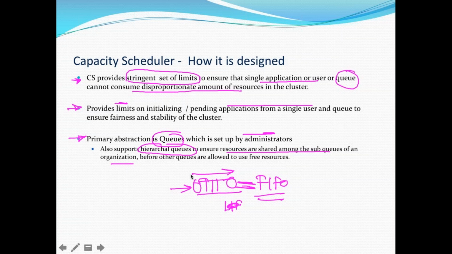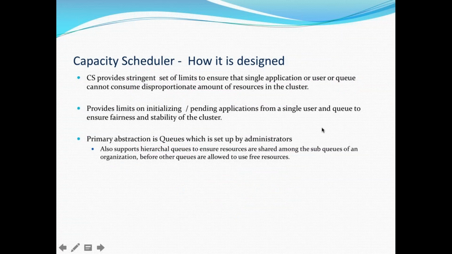Okay. So you might be thinking that if there is only one queue, then it's the same problem of FIFO, first in, first out, because the jobs will be taken up from here. But the best part here is that there is support for hierarchical queues in capacity scheduler.